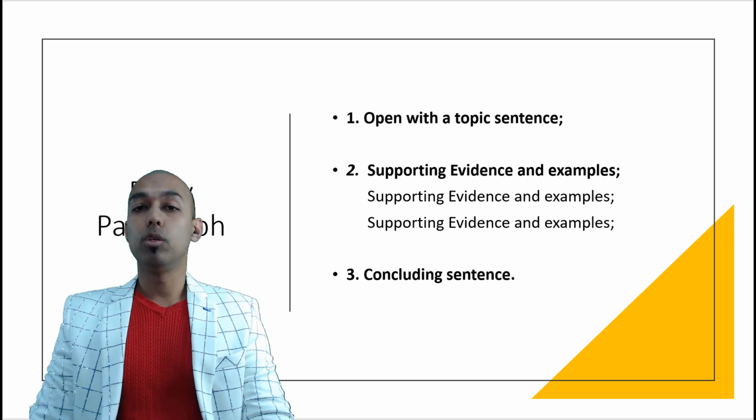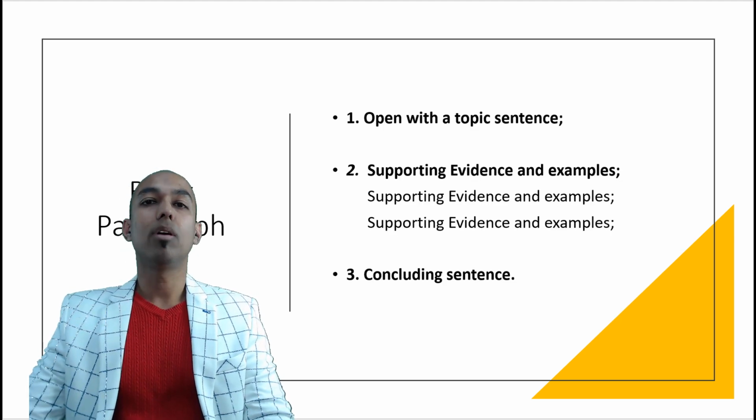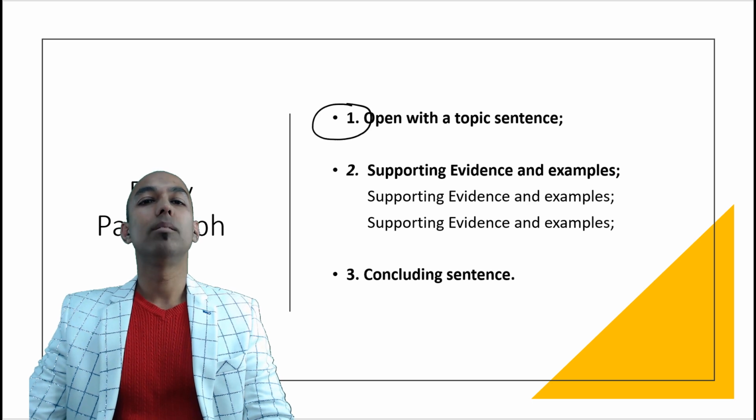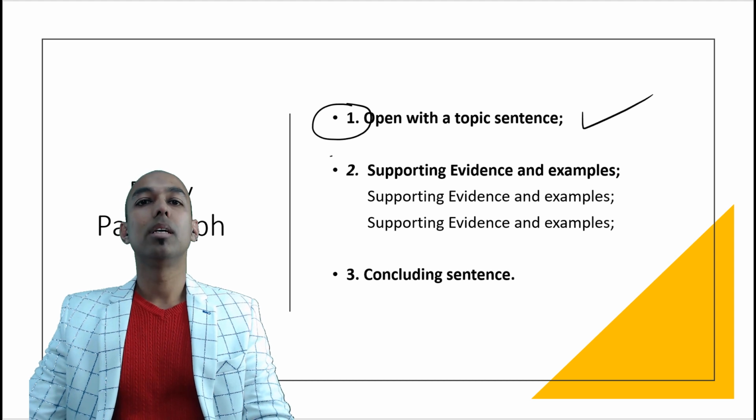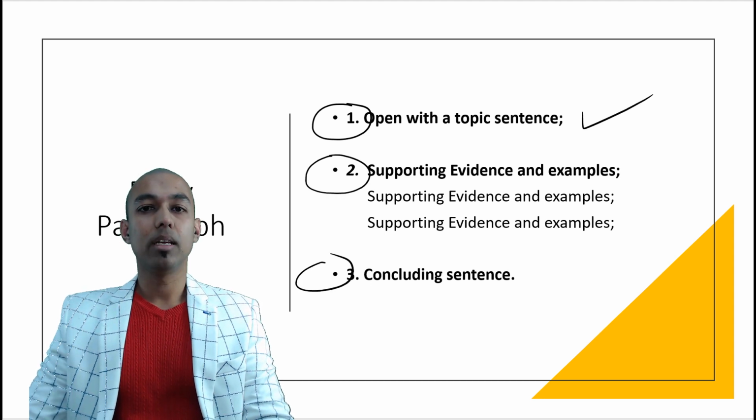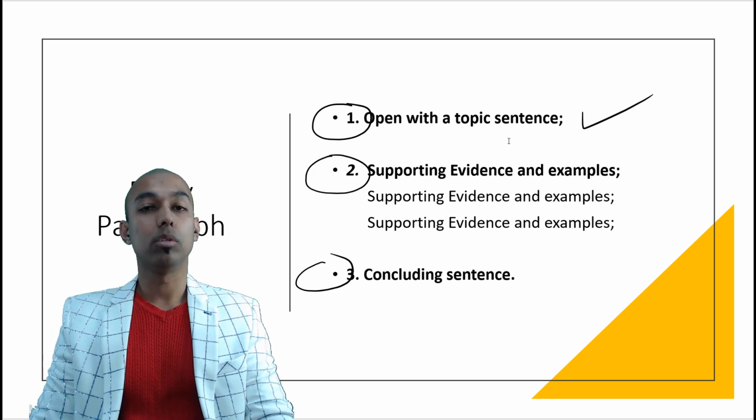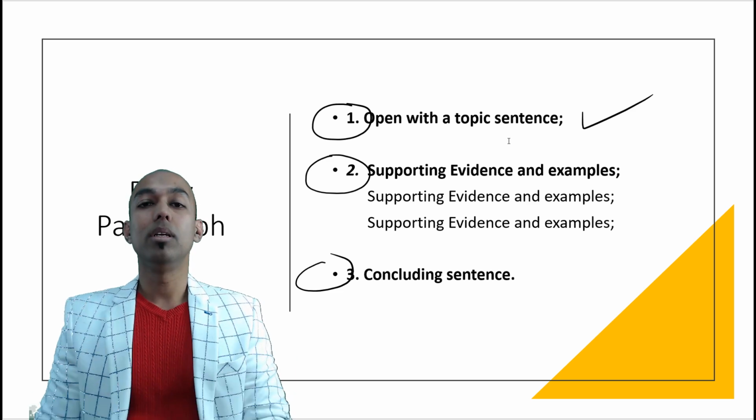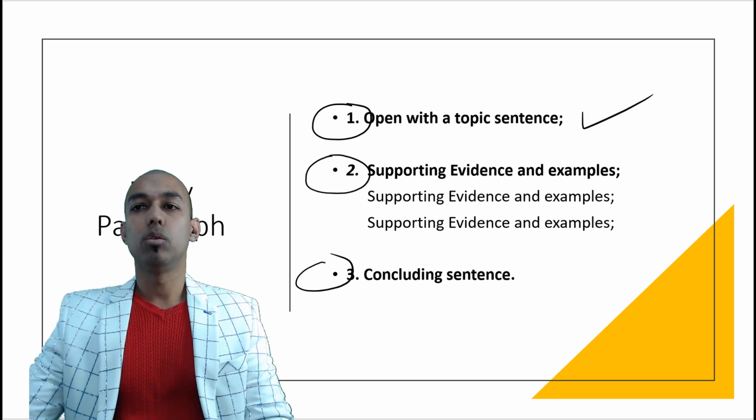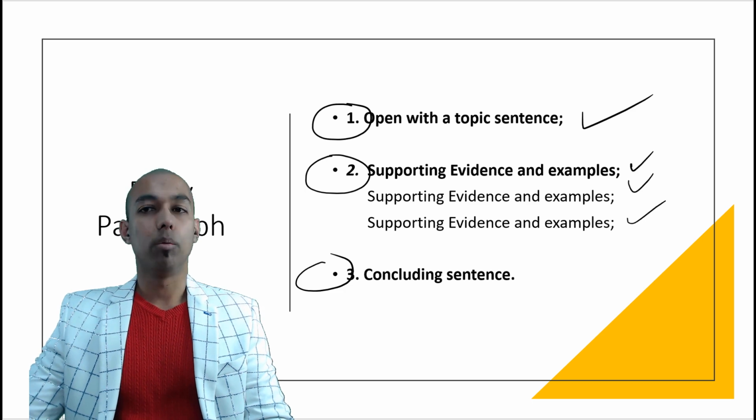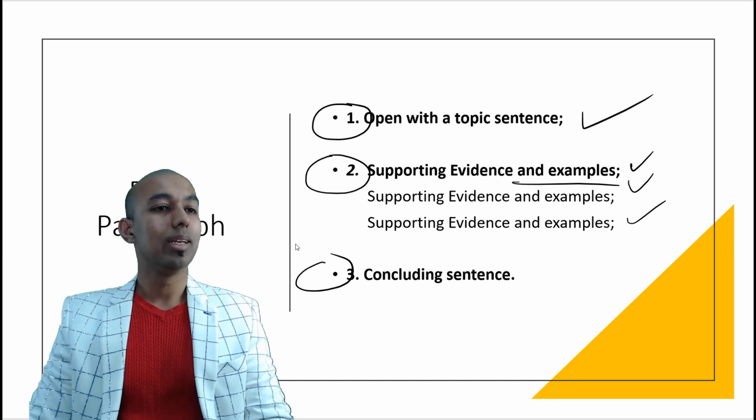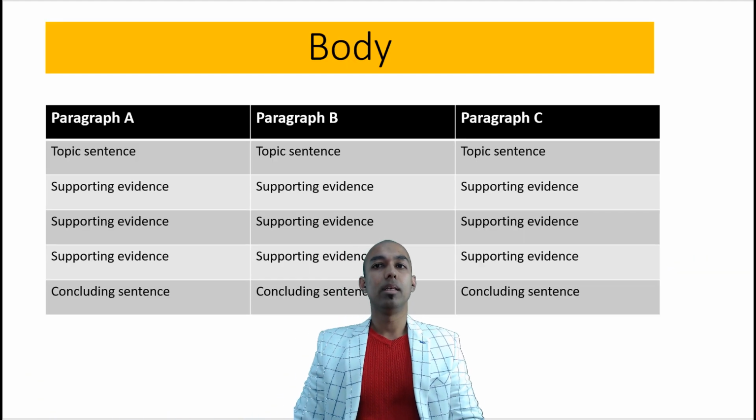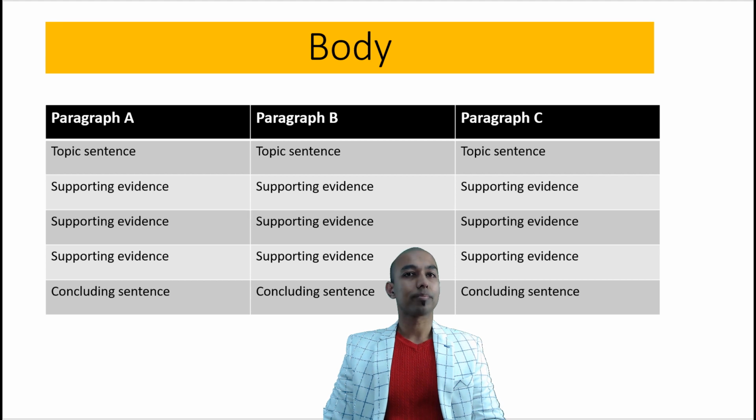Now, what do we write in the body, in the paragraph? Each paragraph will have 3 main ingredients, 3 main sections, if you like. A topic sentence, supporting evidence, and a concluding sentence, right? You will begin with a topic sentence. Then you will give evidence. It could be 1, it could be more than 1, it could be 3, it could be 4, right? Supporting evidence and examples, right? And then you finish with a concluding sentence. This is how it's going to look, right?